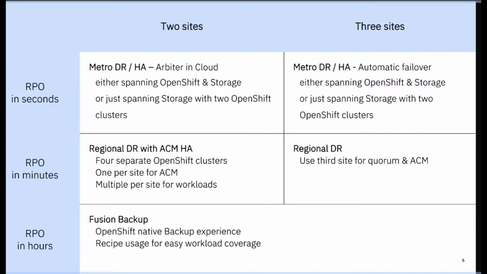So you just do a daily backup. If something goes wrong, you just play your backup back in. If we're talking about minutes, we would be using something like regional DR. We have architectures that can work in 2 sites or 3 sites. And then we have RPO in seconds.